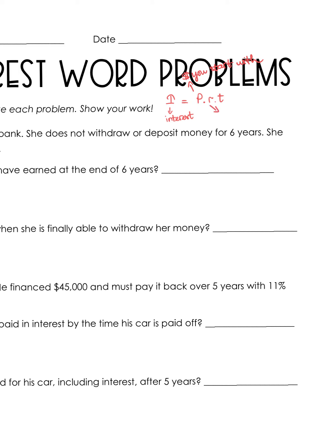R is the rate. So they're going to give you the rate. The bank will give you the rate, and how much time for T. And make sure the unit for time is year. If they give you months, you have to convert it to years.